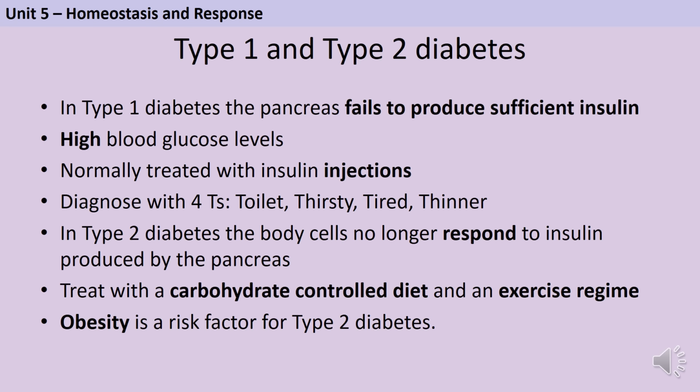Type 2 diabetes is a little bit different. It's not that the body isn't making insulin, but that the cells are no longer responding to it. Generally this can be controlled by controlling the amount of carbohydrates that you're eating and maybe an exercise regime. It's known that obesity is a risk factor for type 2 diabetes, basically because if you constantly have high blood glucose levels because you're eating a lot, it's likely that eventually your cells will become desensitized to that insulin and they'll start ignoring it.